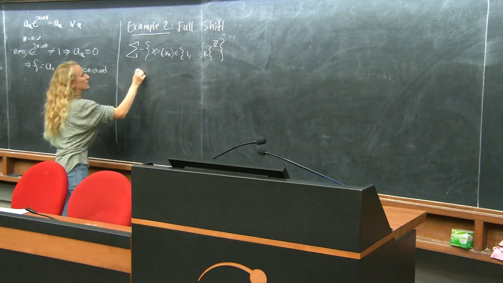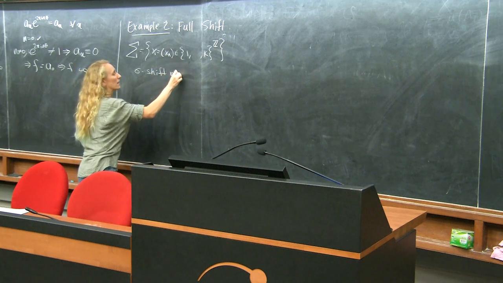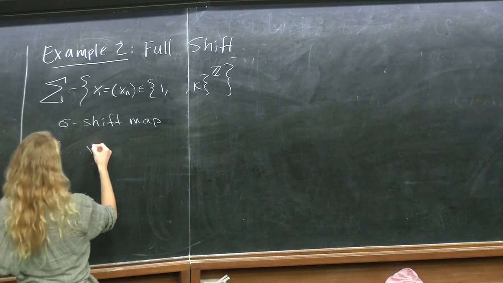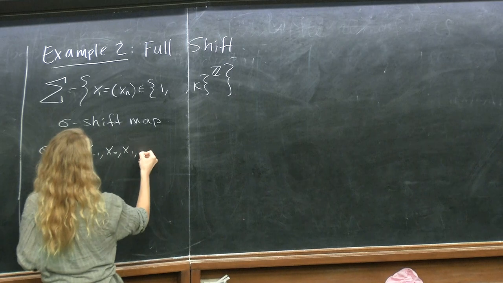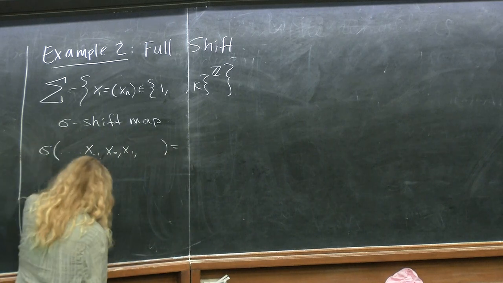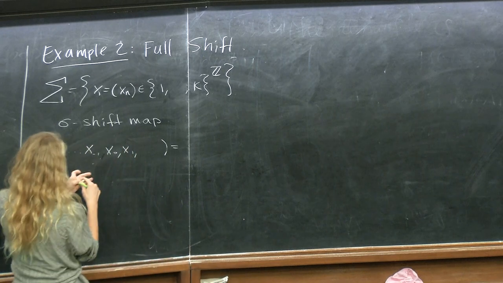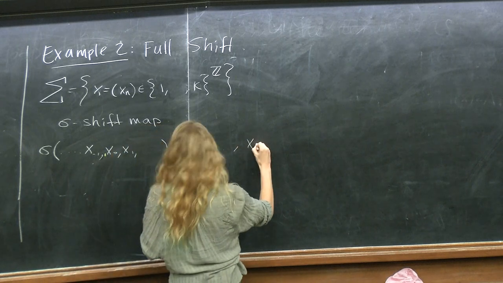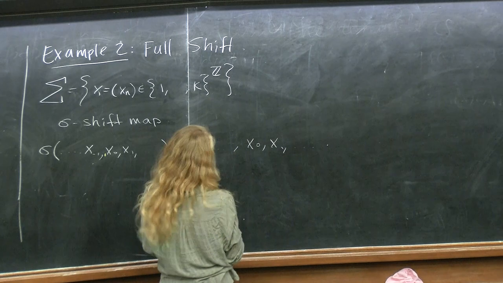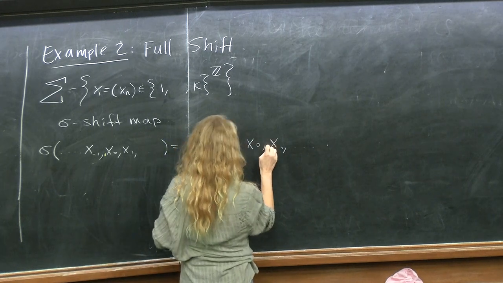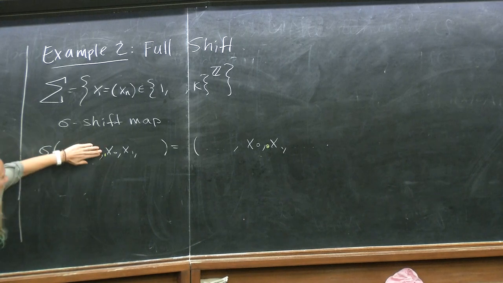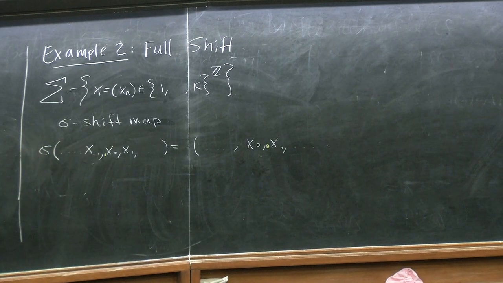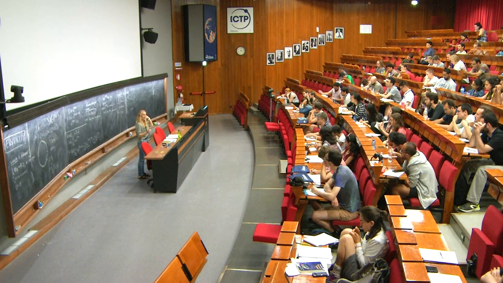And remember the shift map, little sigma, moves everything to the left, right? So the image under sigma of a sequence, I have a decimal marking the place here, and this will look like this. So in the case of one-sided sequences, I don't have a left-hand side before the decimal, and I get rid of the leftmost coordinate. Yes? Okay, so you're familiar more or less with this map.